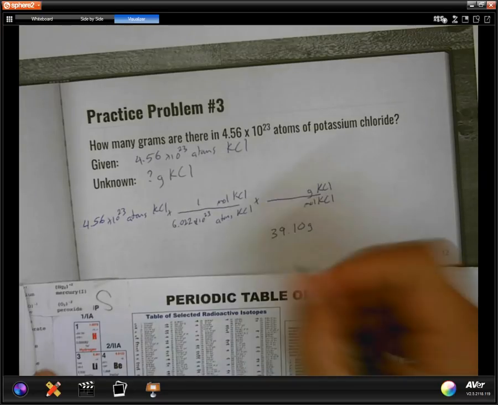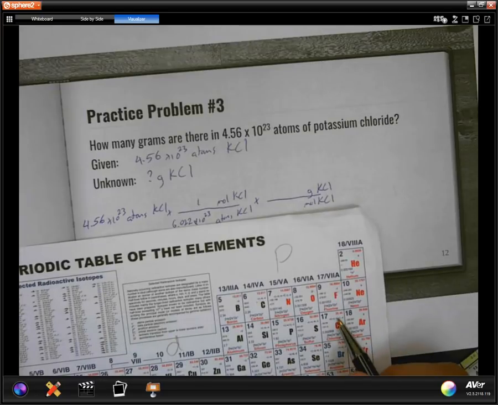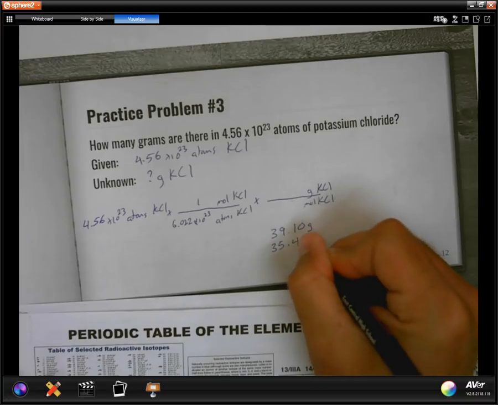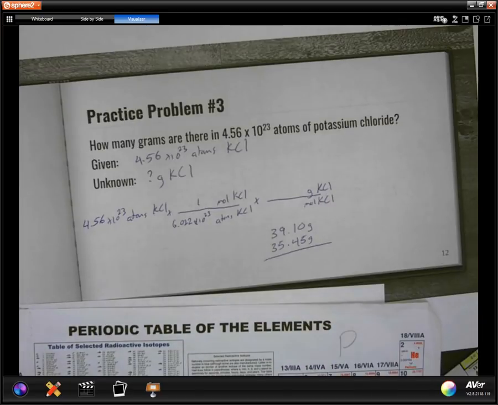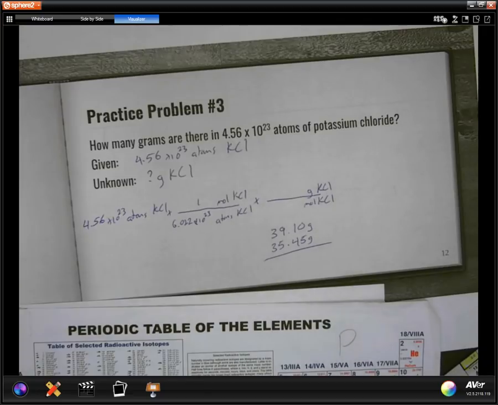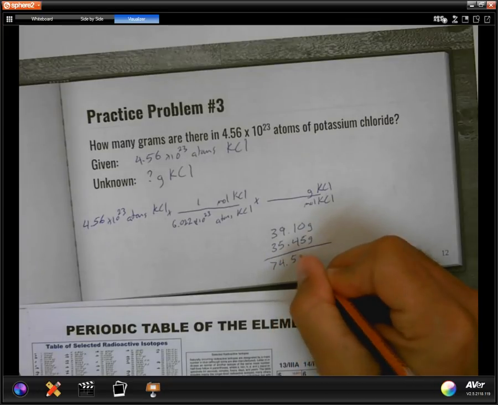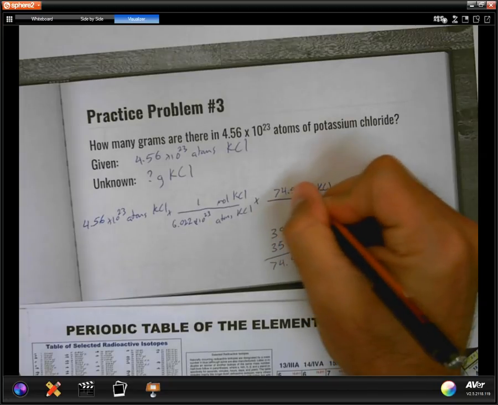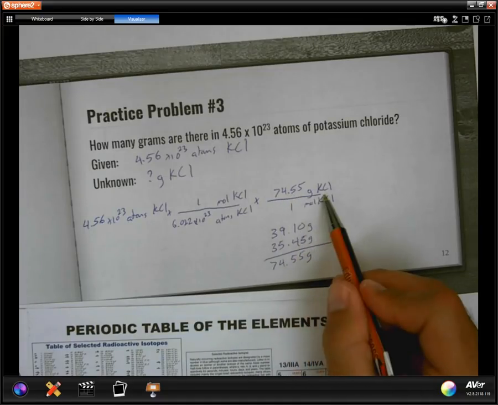Now, that's my grams of potassium. What about chlorine? I see chlorine is 35.45 grams. So in order to find the molar mass of this compound, potassium chloride, I have to add these numbers together. I simply put that in my calculator, and you see it comes out to 74.55 grams. That number goes here. Again, it has to be a true statement. 1 mole of potassium chloride equals 74.55 grams of potassium chloride.